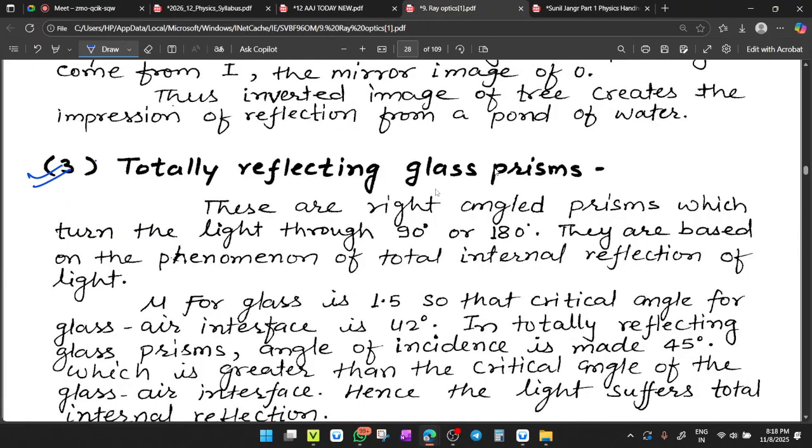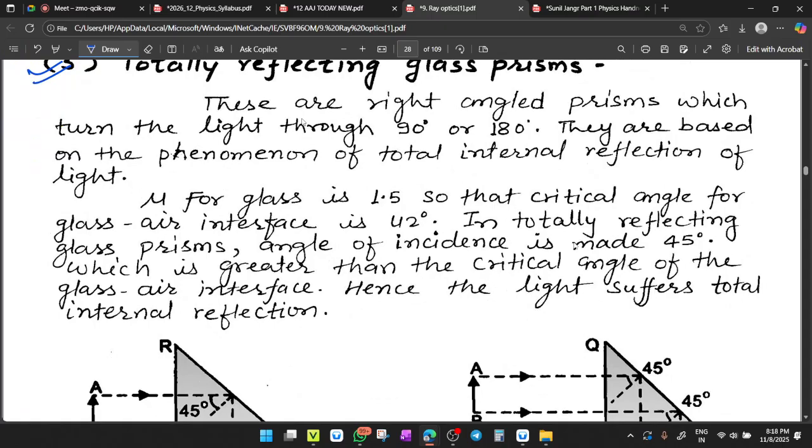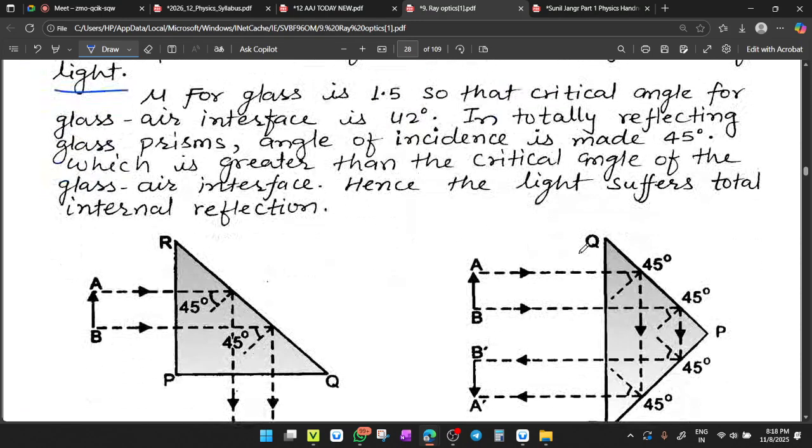Okay. So what are totally reflecting glass prisms? These are right-angled prisms which turn the light through 90 degrees or 180 degrees. They are based on the phenomenon of total internal reflection of light. Mu for glass is 1.5, so the critical angle for the glass interface is 42 degrees. Yes, means critical angle is 42 degrees.